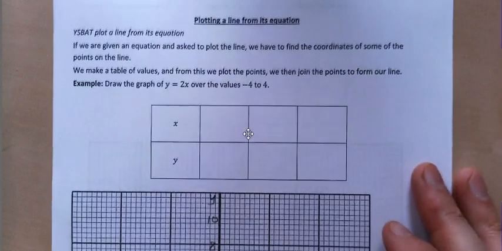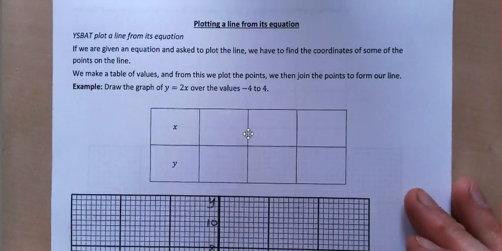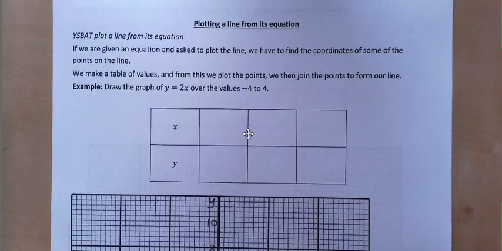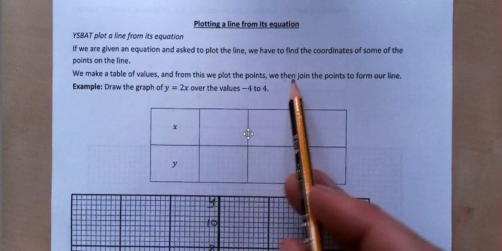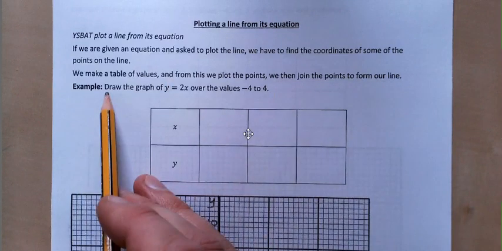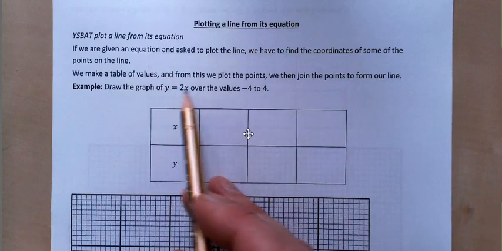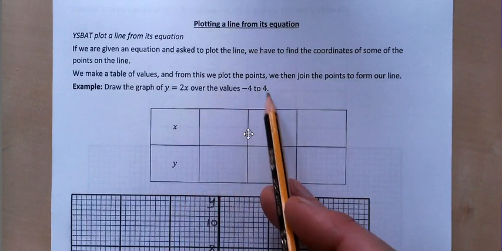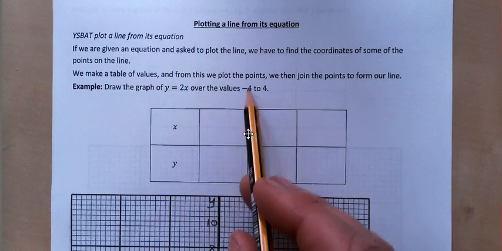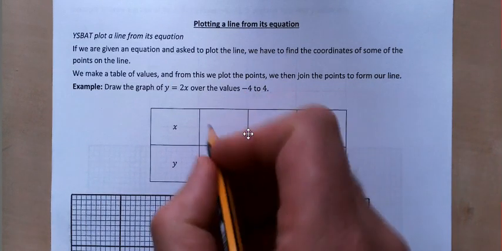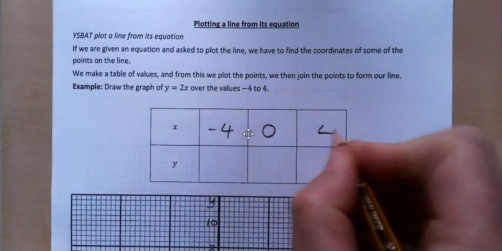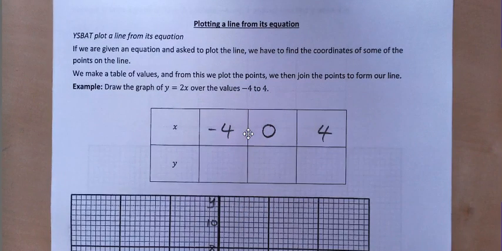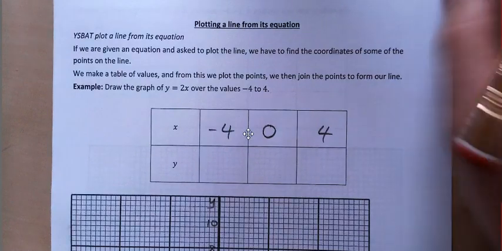Plotting a line then from its equation. If we're given an equation and asked to plot the line, we have to find the coordinates of some of the points on the line. We make a table of values, that's what this bit is, and from this we plot the points. We then join the points to form our line. Draw the graph of y equals 2x over the values from minus 4 to 4. It gives us 3 here, so I'm going to pick just 2 points in between. So we're going to pick minus 4, I'm just going to pick 0, and then I'm going to pick 4, and then plot those 3 points. It should give us a straight line, and we'll draw it from there.